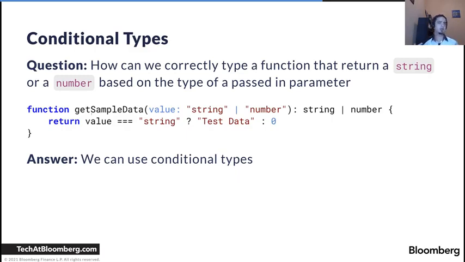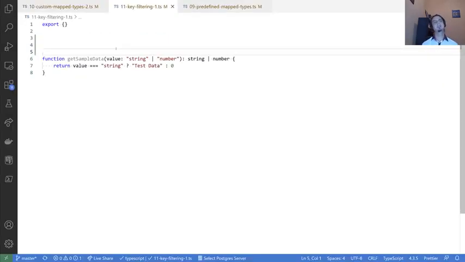And there could be another option to this. We could use overloads, but let's try to solve this using conditional types. So what are conditional types? Well, in TypeScript, we can make decisions as to what the type should be based on other types.